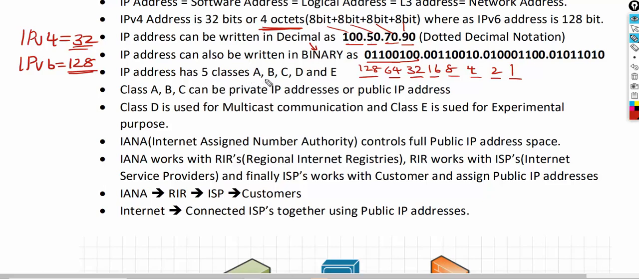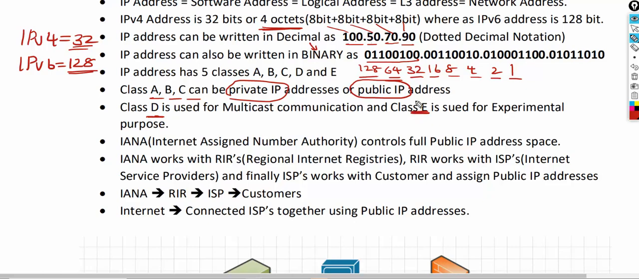There are 5 classes the industry defines for IP addresses. There is class A, class B, class C, class D and class E. We'll come back to this soon too. Again, A, B and C are heavily used in the industry. They can be public or private IP addressing. Most of the time, on the internet we are using public IPs, but at our home we are using private IPs. Public IP is on the internet, private IP is local. Also, class D is called multicast addressing, mainly used for group communication, and class E is mainly used for experimental purposes.